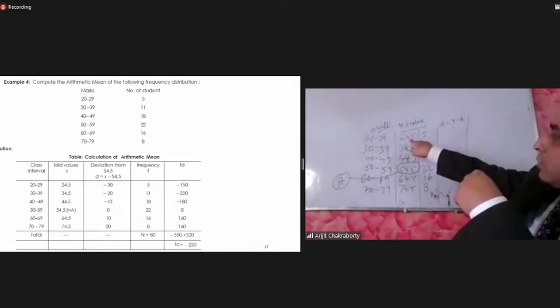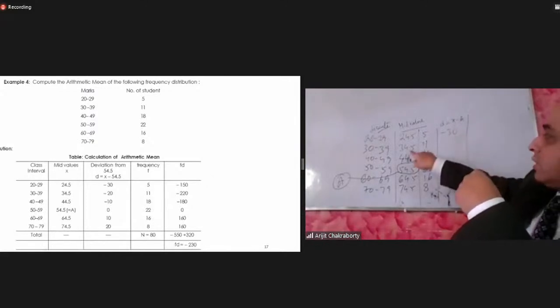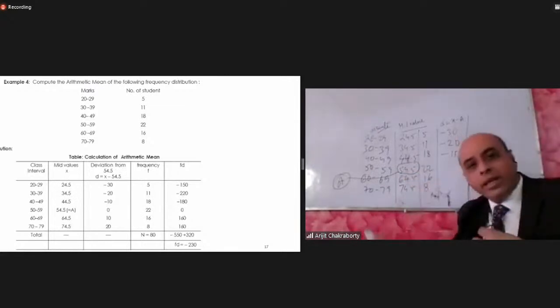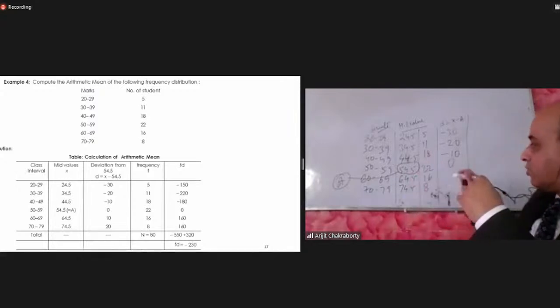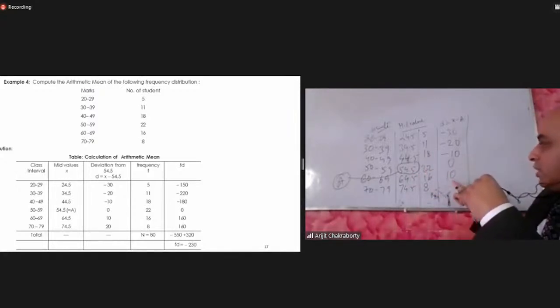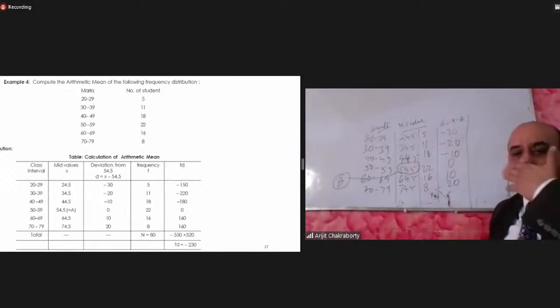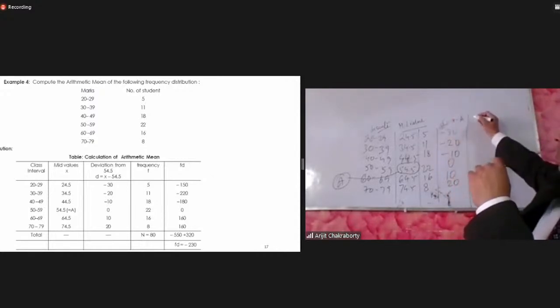Now how much do we get? 24.5 minus 54.5, I'm getting minus 30. 34.5 minus 54.5 is minus 20. 44.5 minus 54.5 is minus 10. 54.5 minus 54.5 is 0. And now on the increasing side, 64.5 minus 54.5 is 10. 74.5 minus 54.5 is 20.